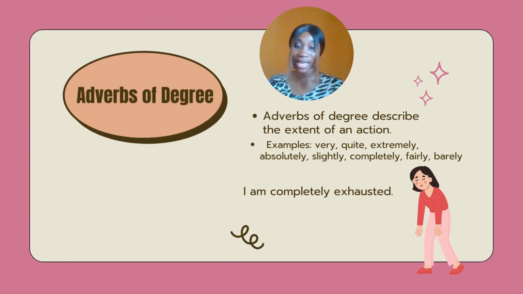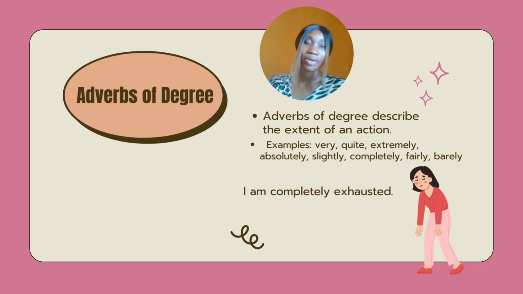And people also tend to get confused under adverbs of degree. Now, adverbs of degree simply describe the extent of an action. It tells you how much of something. For example, very, quite, extremely, absolutely, slightly, completely, fairly, barely, and so on. These are some words that you see under adverbs of degree. We're talking about the extent of an action, how much of an action.